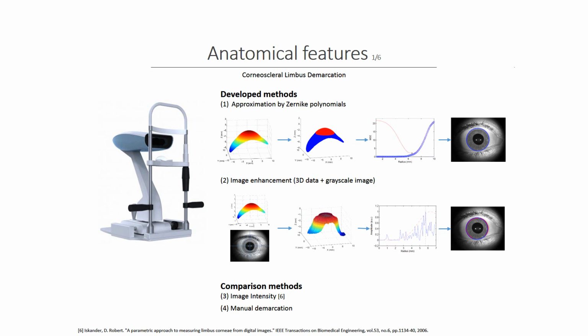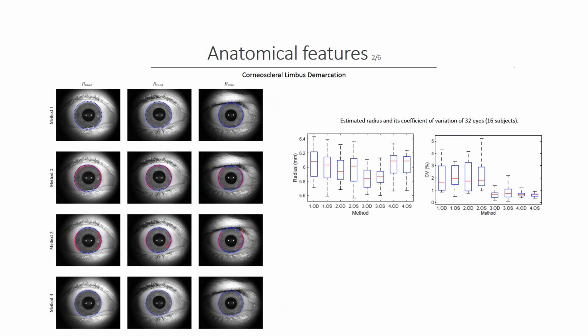Both methods were compared with a parametric approach to estimate the limbus based on image intensity and with a manual demarcation procedure. The results showed that precise topographical limbus demarcation is possible either from the frontal digital images of the eye or from the 3D topographical information of the corneal scleral region.